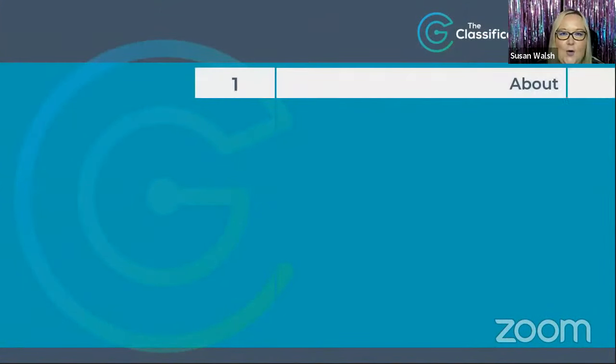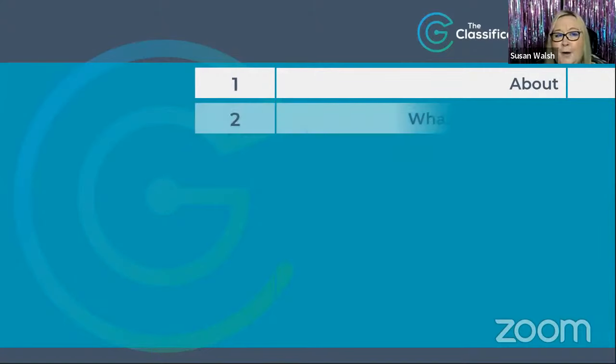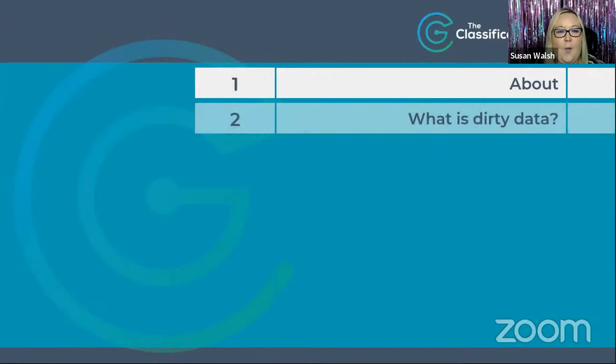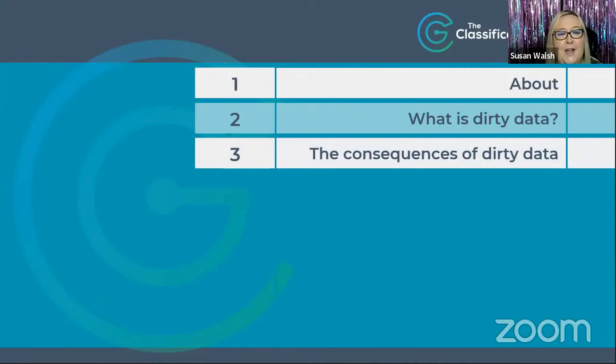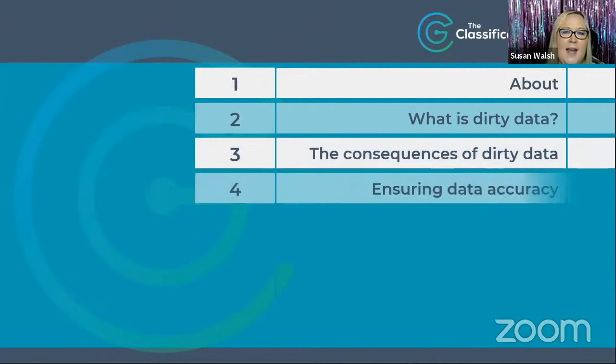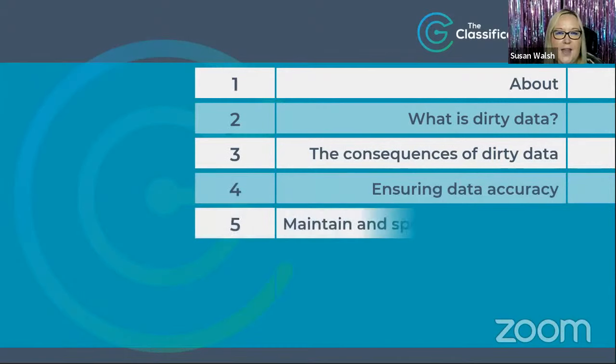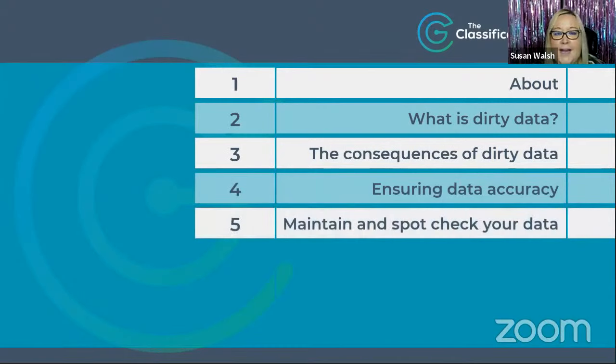and today I am going to tell you a little bit more about those and also how you can get the best out of your AI ML work by looking at data in a little bit of a different way. So I'm going to start by telling you a little bit about myself. I'm going to talk about what is dirty data, what are the consequences of that dirty data, and then how can you ensure data accuracy once you've got it. Then I'm going to go through an Excel file and do a live demo of how you can spot check data in Excel.